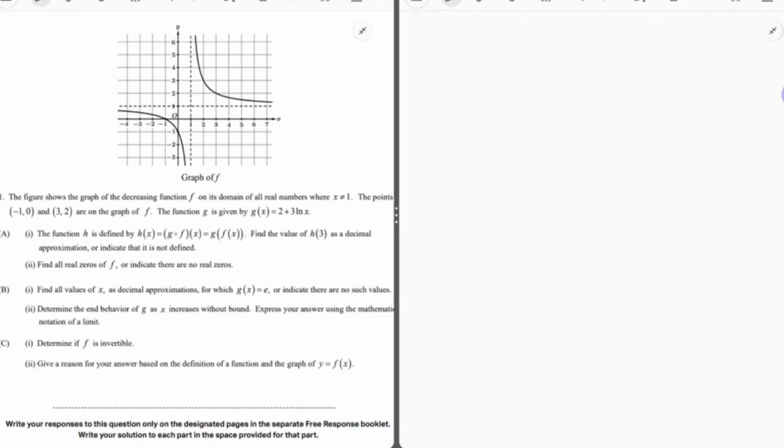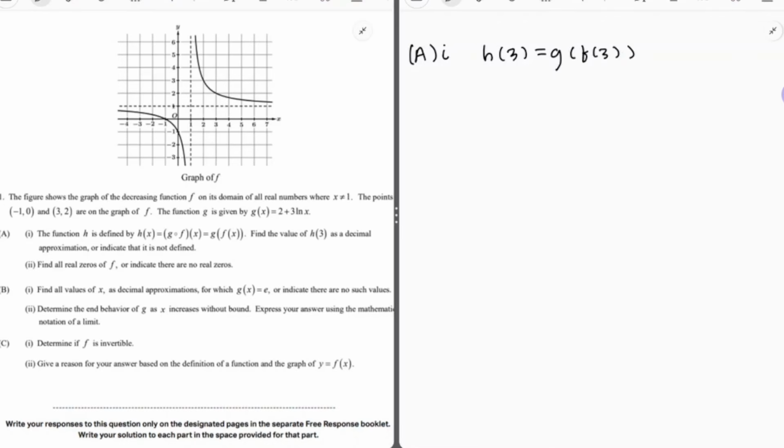Hopefully, if you're watching this in the future, you're also doing well with free response question 1, because it's not too hard. h of x equals g of f of x, which can also be written with the more common notation g of f of x. Okay? Find the value of h of 3. So this is going to be A1.